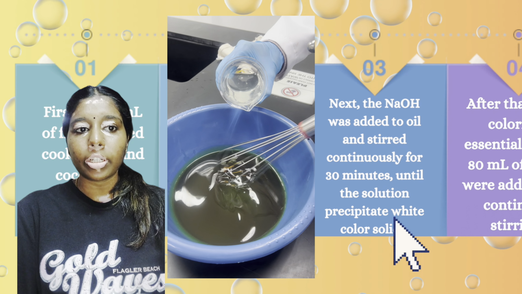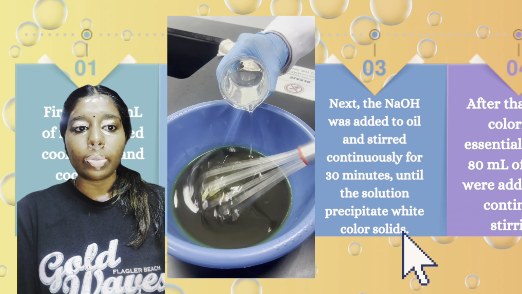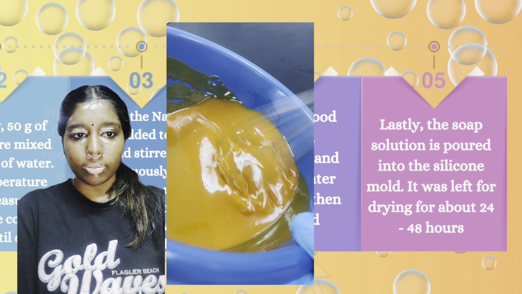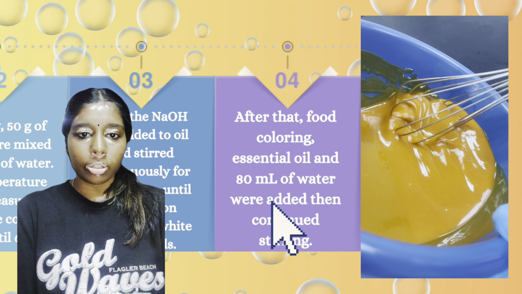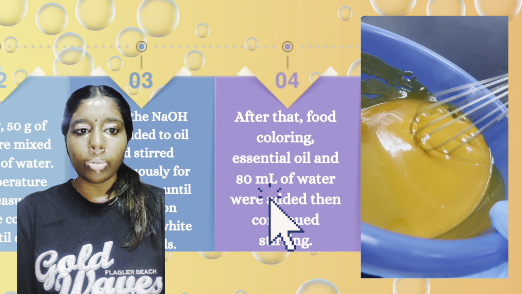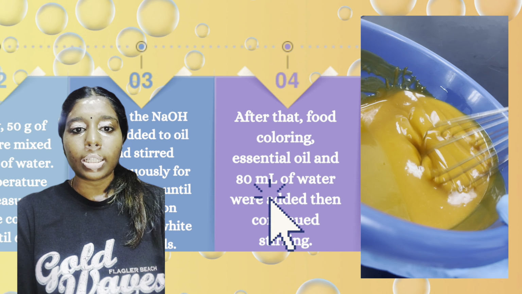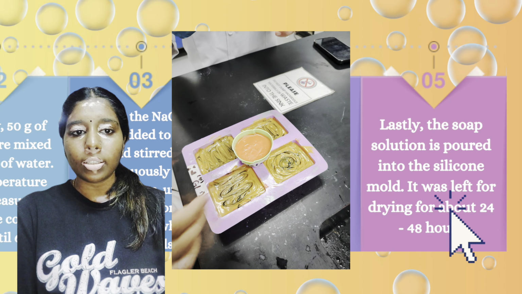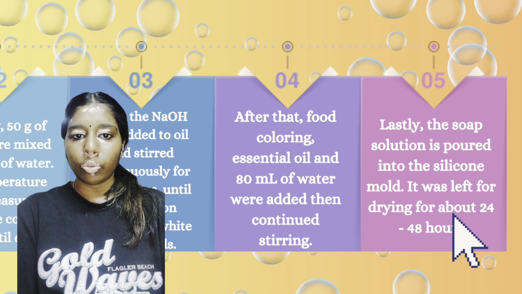Next, the sodium hydroxide was added to the oil and stirred continuously for 30 minutes until the solution precipitated white solids. After that, food coloring, essential oil, and 80 ml of water were added and stirring continued. Lastly, the soap solution was poured into the silicone mold. It was left to dry for about 24 to 48 hours.